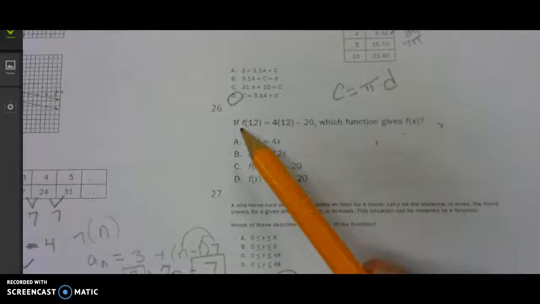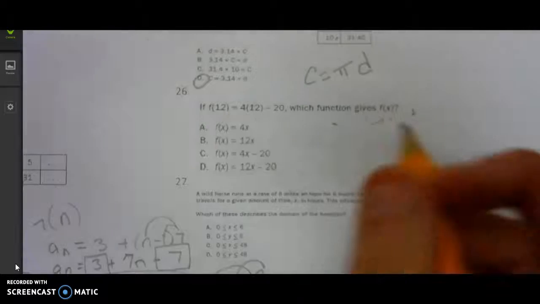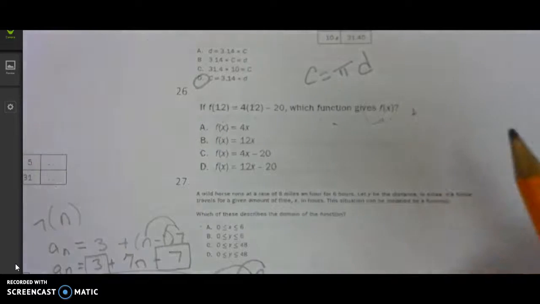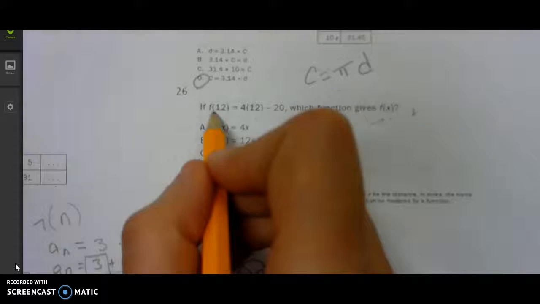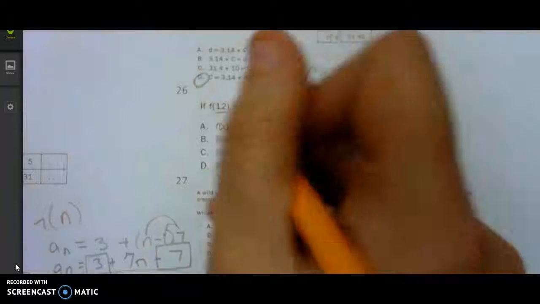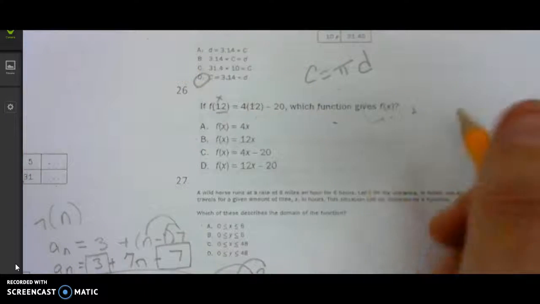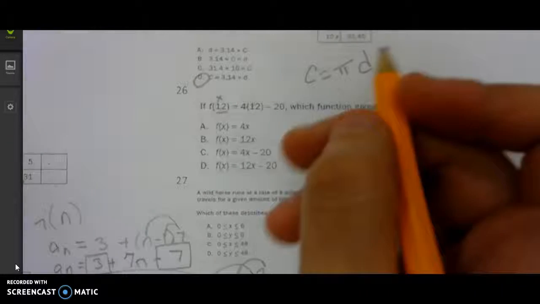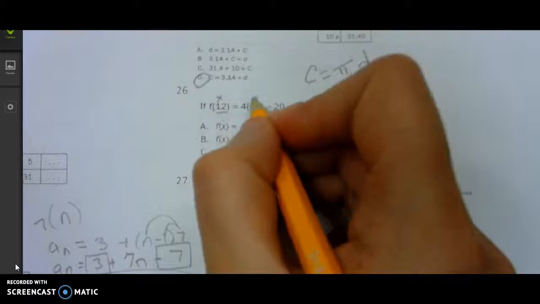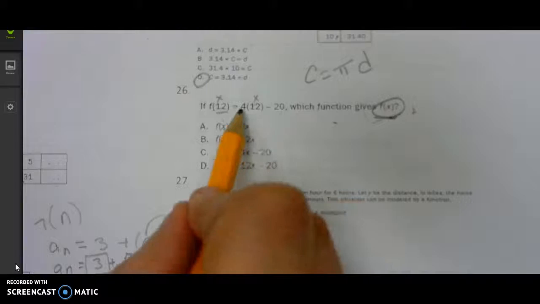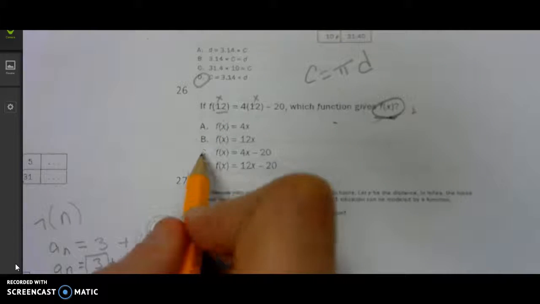26 is super easy. Okay, on 26, you've got f of 12 equals 4 times 12 minus 20. Anytime I have this is an x value, they're just asking me to replace this and give me f of x. So if this is x and this is x, all I gotta do is figure out where 12 is x. So that is c.